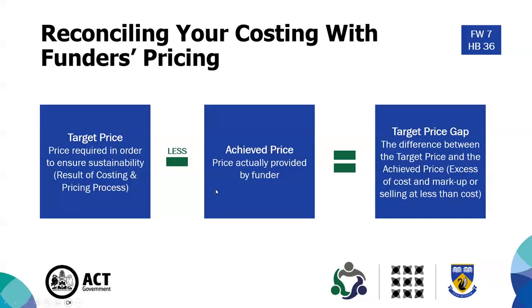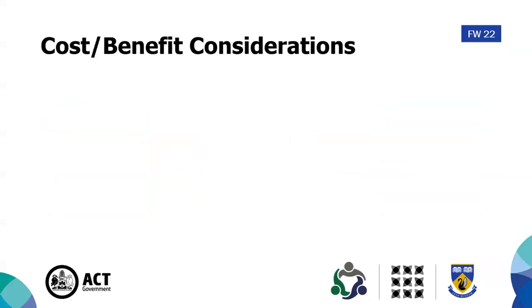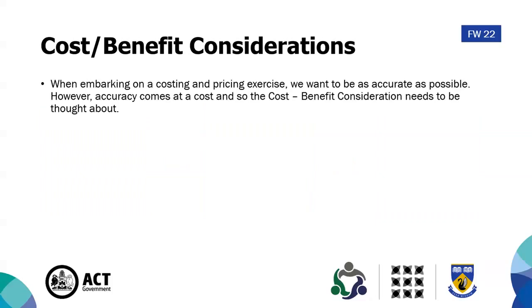So what are some of the cost-benefit considerations to take into account when we're costing and pricing? Well, there's a few things to be thinking about here, but remember that when you embark on a costing and pricing exercise, you need to be as accurate as possible, but remembering that costing and pricing comes at a cost. It costs you time and money to undertake this process. And therefore, while you might be inclined to cost and price to the very last cent, you should be thinking about this process at a higher, less costly level to make sure that at the end of the day, the cost of this process is outweighed by the benefits that the information provides.